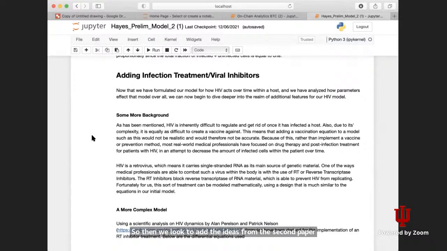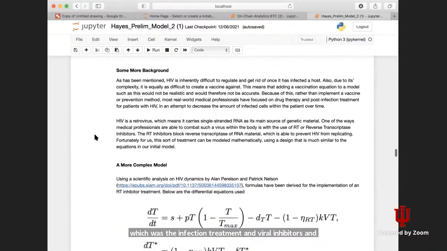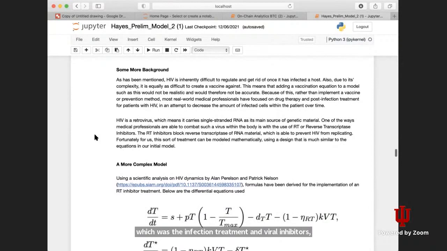And some more background on this, as we've talked about, HIV is obviously very difficult to regulate and get rid of once it has infected a host. And due to this complexity, it's really equally difficult to create a vaccine against, which means adding sort of a vaccination equation to a model like this would not be realistic and not really accurate.